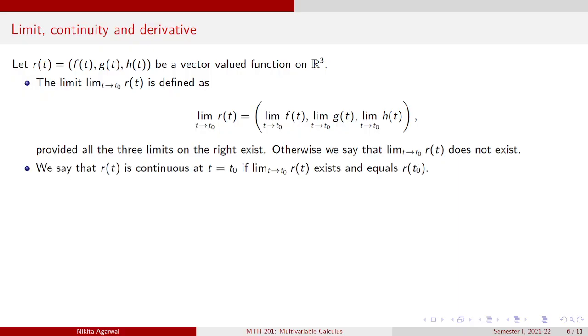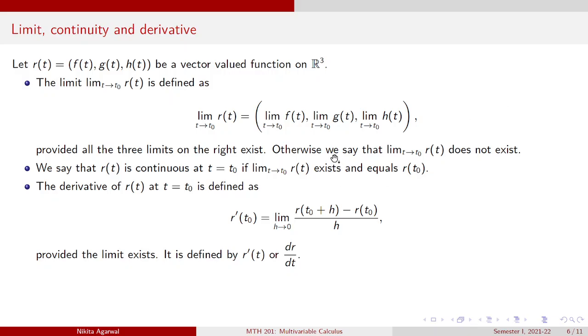That's the definition. When do we say that r(t) is continuous at a point t naught? If this limit exists and it's equal to r(t naught). What is r(t naught)? By definition it is (f(t naught), g(t naught), h(t naught)). So when are two vectors equal? When they are equal component wise. That means all we are asking for is that r(t) is continuous at t naught if and only if f, g and h are all continuous at t naught, right? That's the definition.